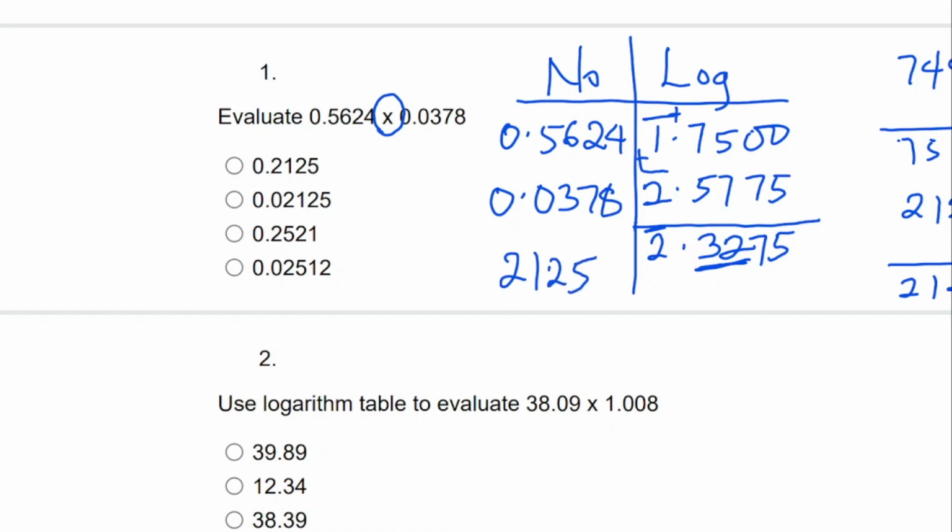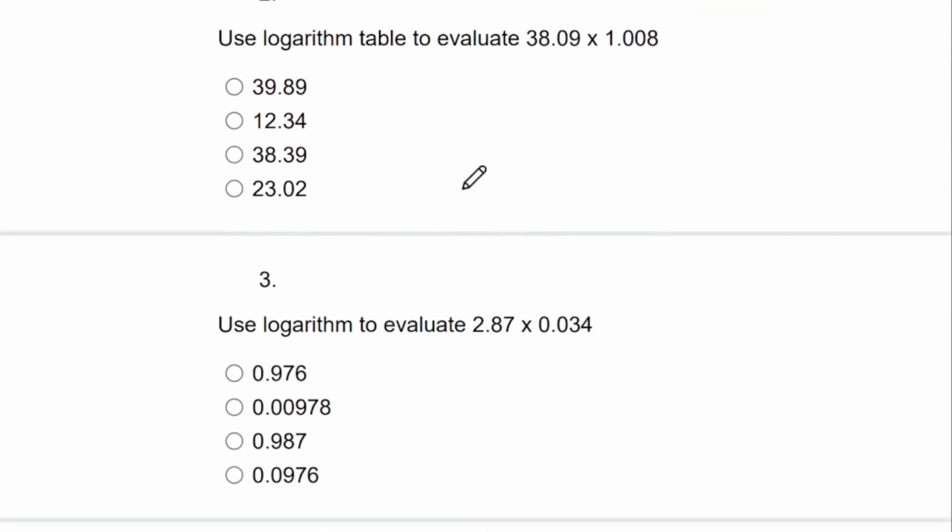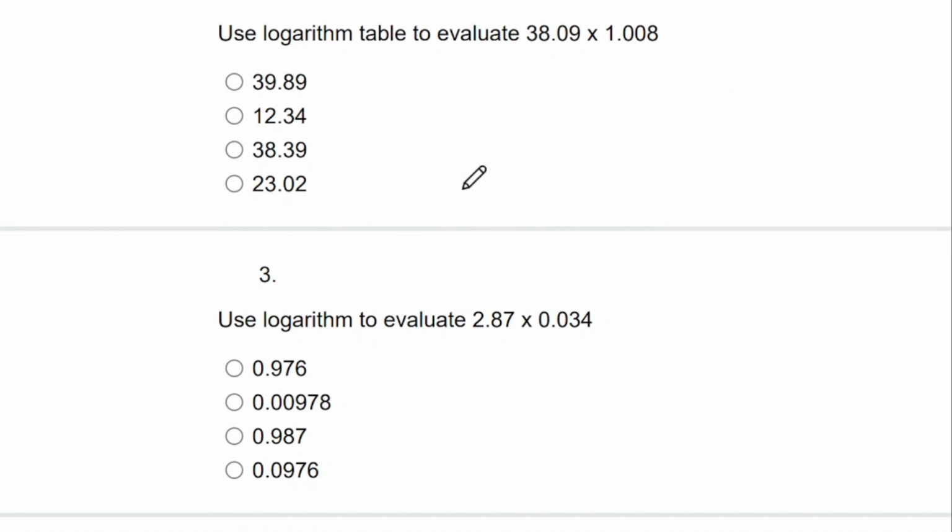The next step is to put the decimal. Since this is bar 2, we just add 2 zeros and put the decimal point here. So the answer is equal to 0.02125. That is the answer we have here. I hope that is very clear. So we go to question 2.